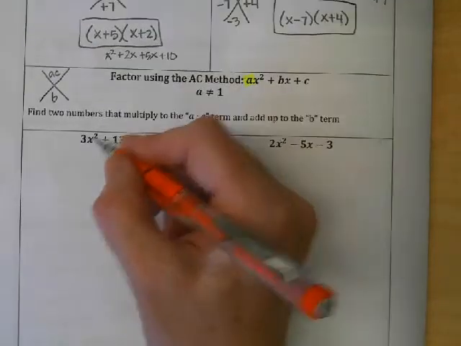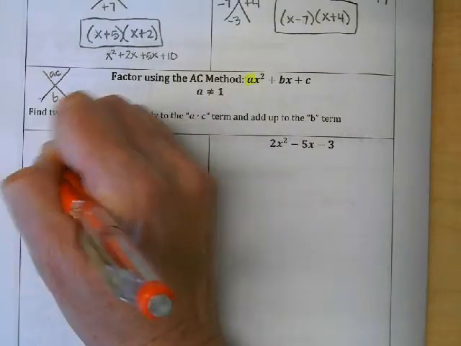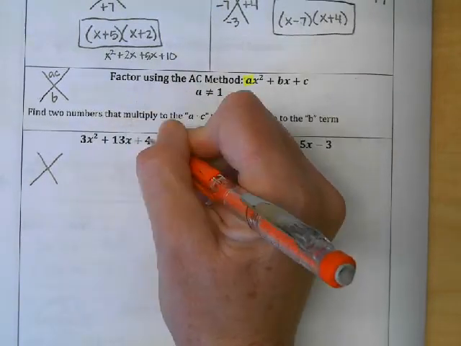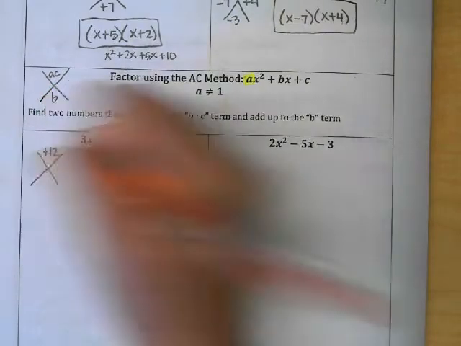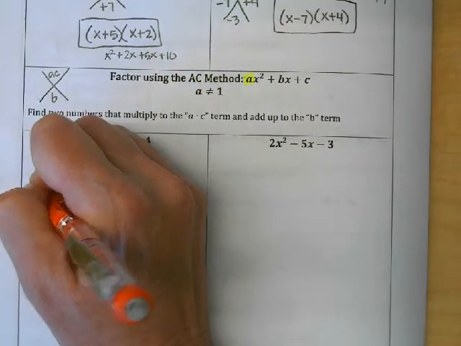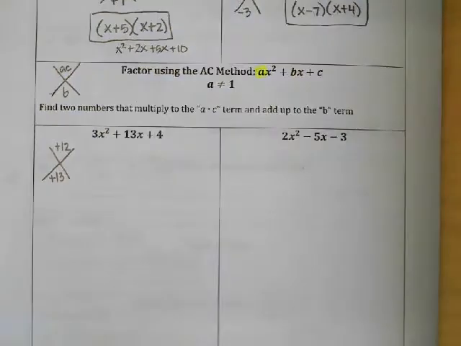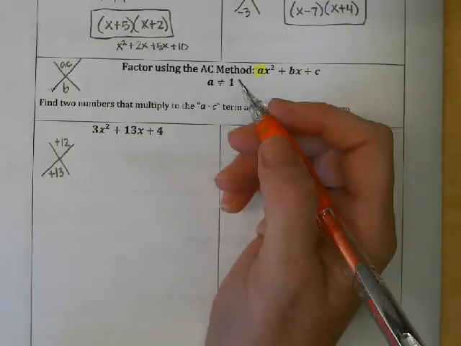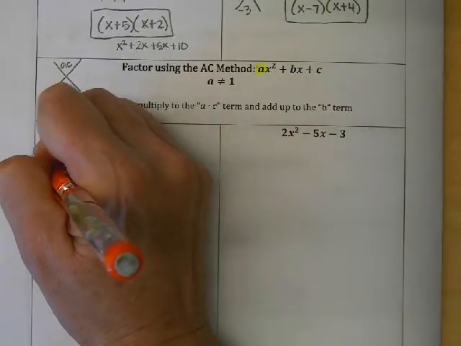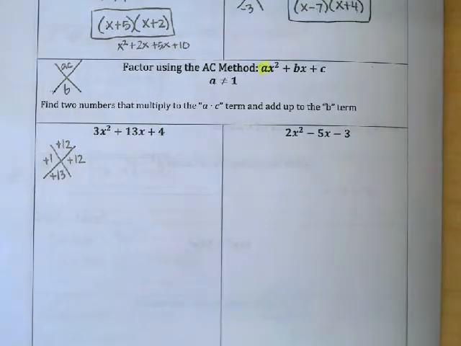Okay, so here's my A term, B term, C term. I'm going to go A times C, so 3 times positive 4 is a positive 12, and my B term is a positive 13. Okay, so I want two numbers that multiply to positive 12 and add to positive 13. So that's going to be a positive 1 and a positive 12.